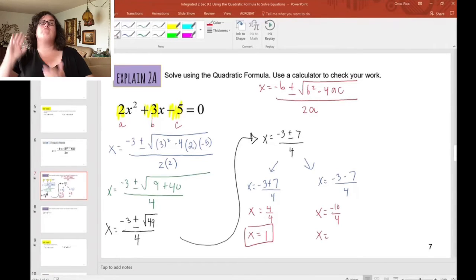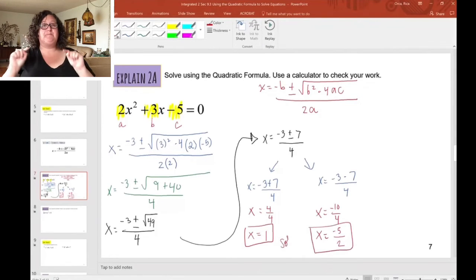Reduced by 2, negative 10 divided by 2 is negative 5, and 4 divided by 2 is 2. And these are our solutions.